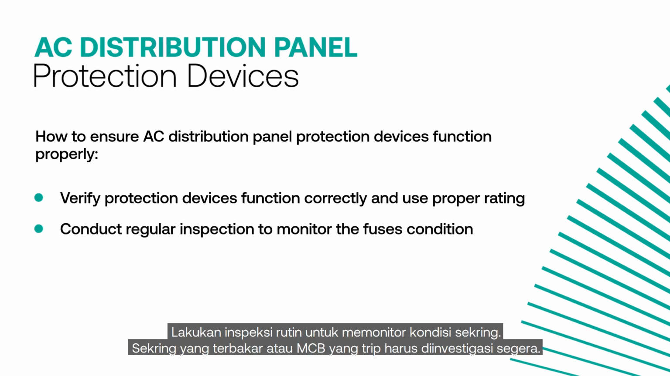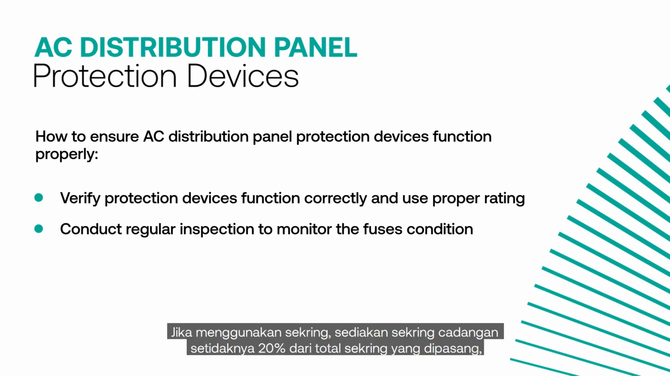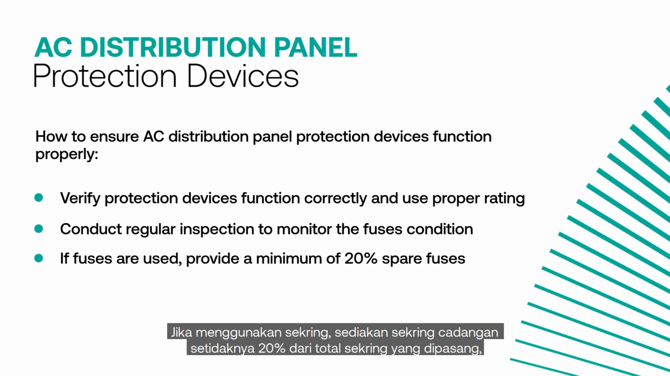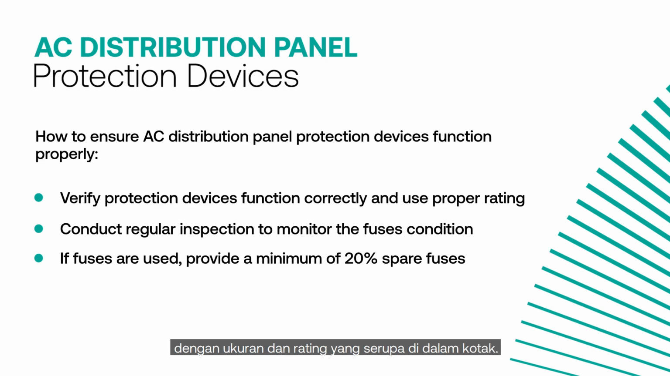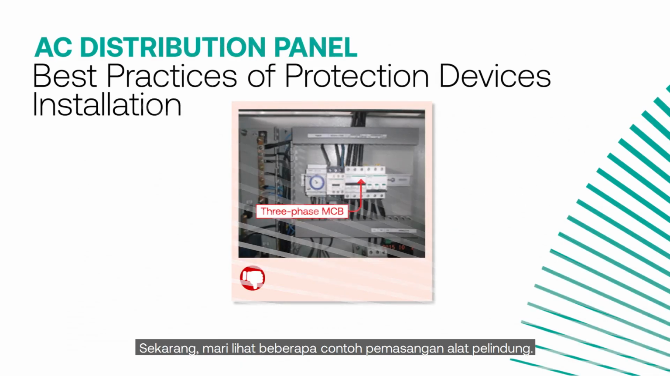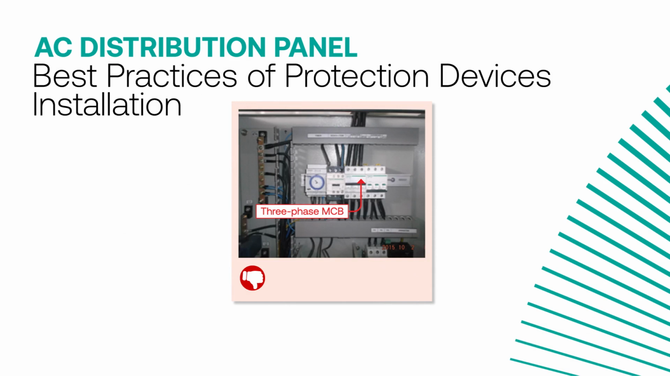Conduct regular inspection to monitor the fuse's condition. Burnt fuse or tripped MCB should be investigated immediately. If fuses are used, provide a minimum of 20% spare fuses from the total fuses installed, with similar size and rating inside the box. Now, let us look at some examples of protection devices installation.